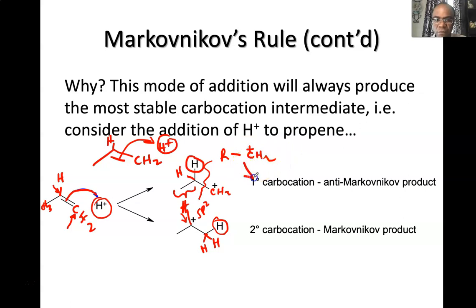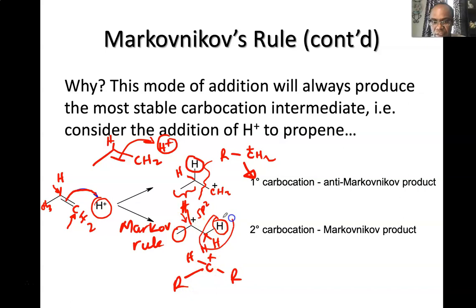Then this is a primary carbocation, while this one, following Markovnikov rule, gives you a C plus surrounded by 2 R groups, right? There's one CH3 here, there's another CH3 there. Those are the ones I'm calling R groups. So this happens to be secondary.